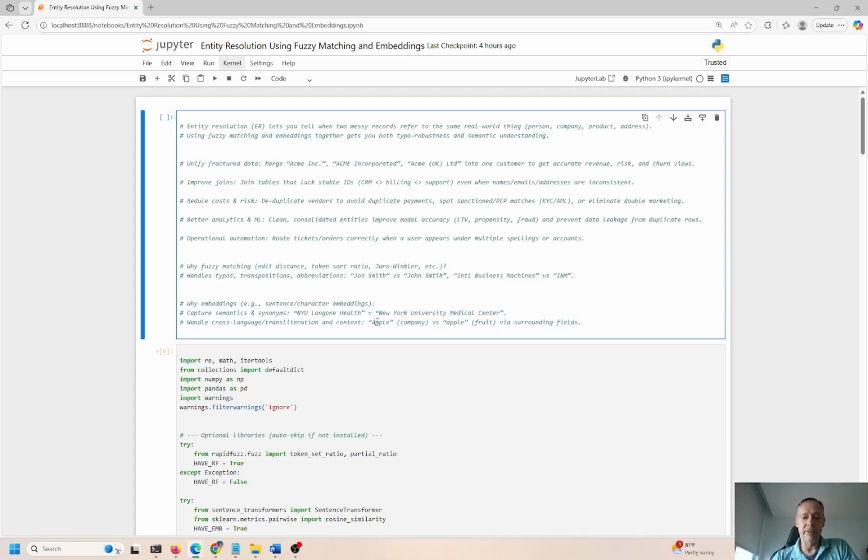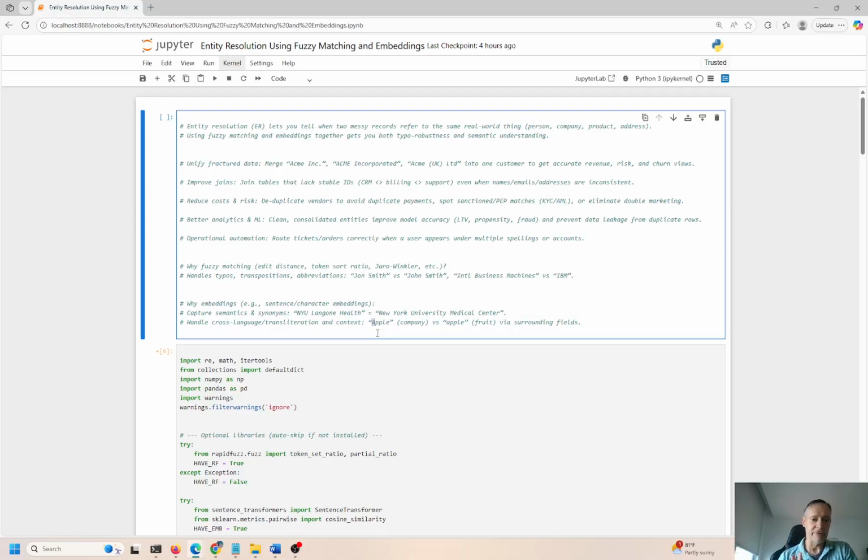So Apple, the company, versus apple the fruit, these are really two different things, right? Even if the spelling is the same, the lowercase a should be lower and this uppercase A should be upper. We know that these are two totally different things, right? And embeddings will help us to understand this.